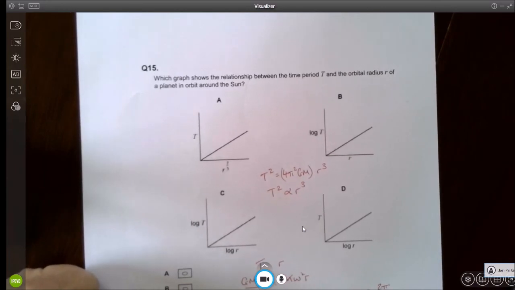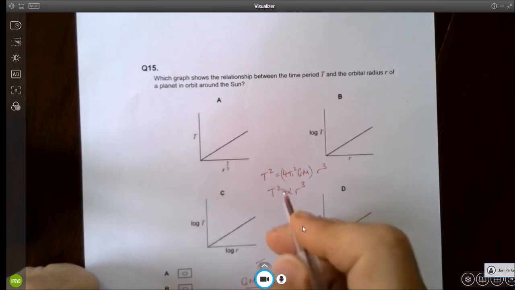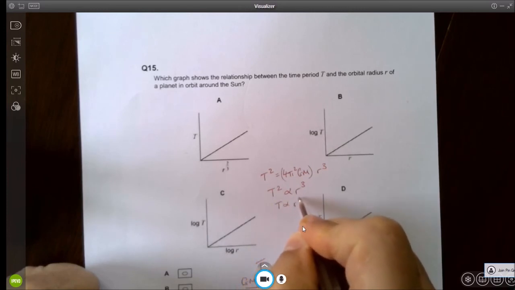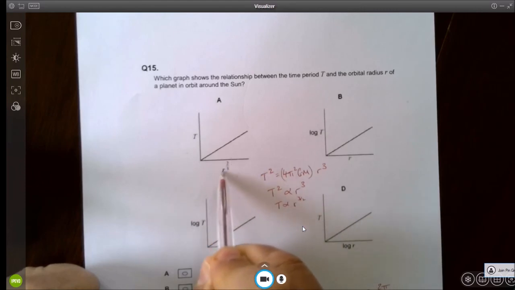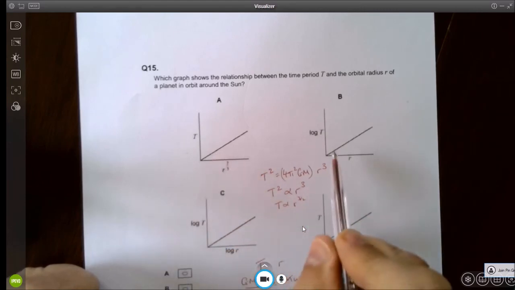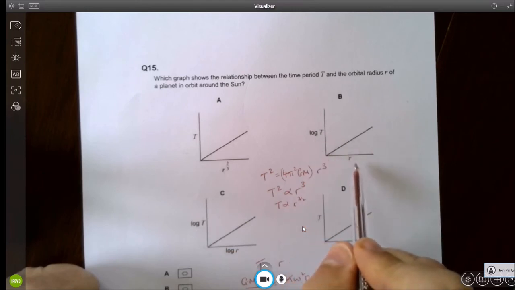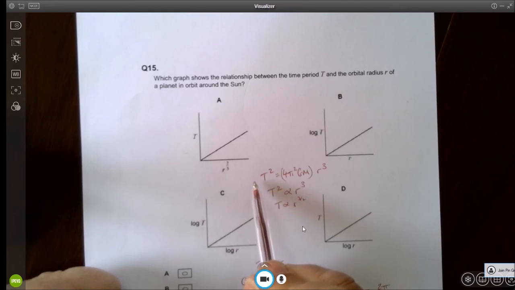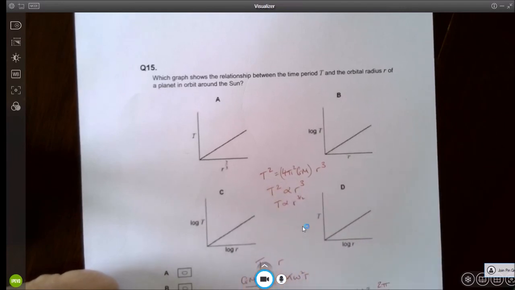So if you look at these graphs, which one of those is going to give us a straight line? So if we plot T against r to the 2 over 3, that's a sneaky trap, that is, because T is proportional to r to the 3 over 2. So if this had 3 over 2, that graph would be correct, but it doesn't. If we do log T against r, then what we're plotting is just the log of T against r. That's not going to give us a straight line.